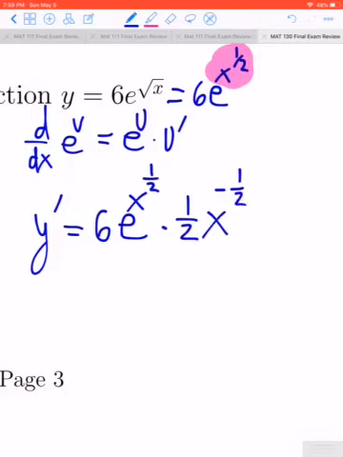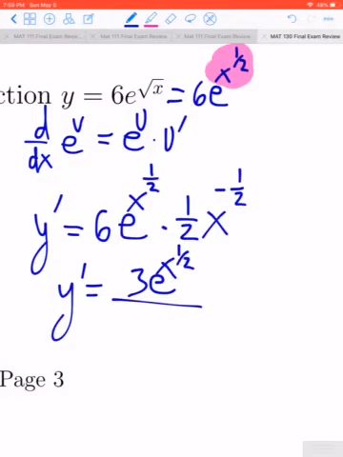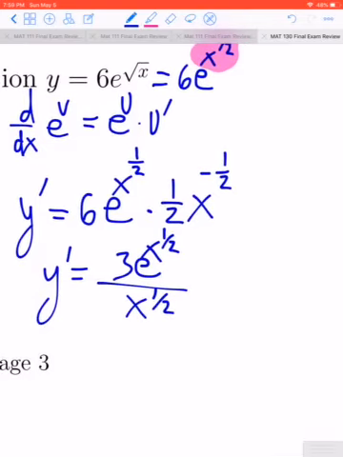So to differentiate e to a power, it's the e to the same power times the derivative of the power. Lastly, we can simplify this. 6 times 1/2 is going to give us 3. We have the e to the x to the 1/2, and then to get rid of that negative exponent, you can take that x to the 1/2 into a denominator. So final answer, 3 times e to the x to the 1/2 power divided by x to the 1/2 power.